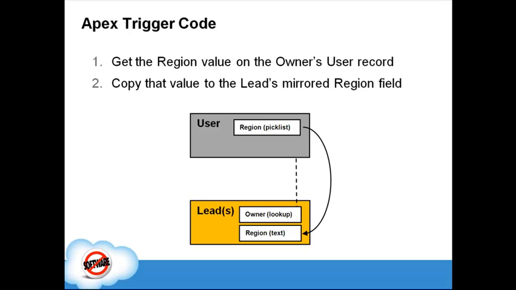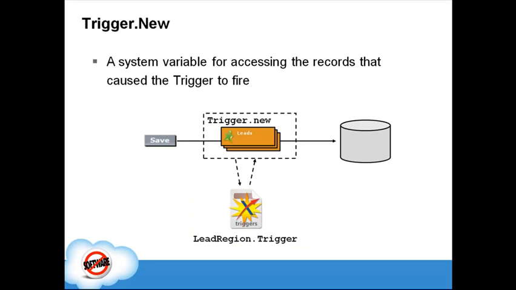Okay, but how did you actually code that in Apex? That's the fun part. We used a special system variable, trigger.new. In our developer courses, we explain many more system variables in addition to trigger.new, which are unique to the Apex environment. Trigger.new provides us a mechanism for accessing the input records, which in our case are leads.